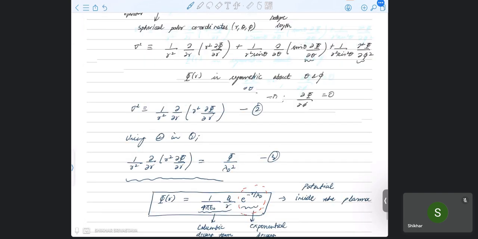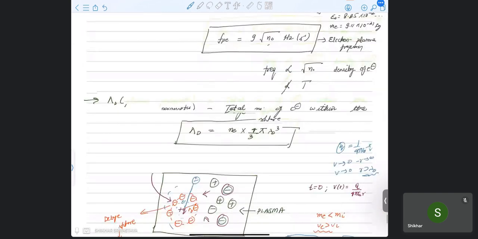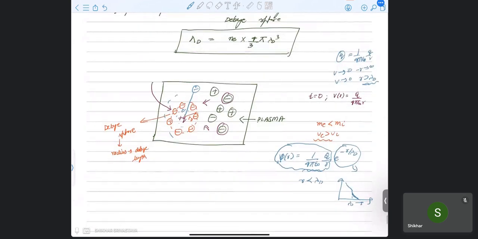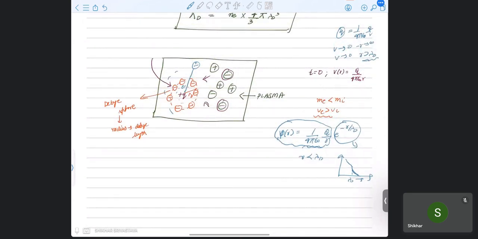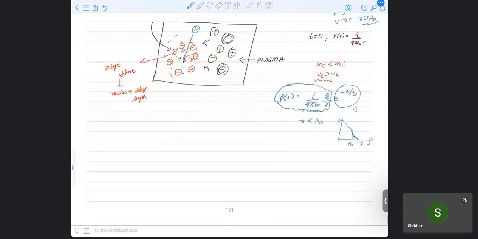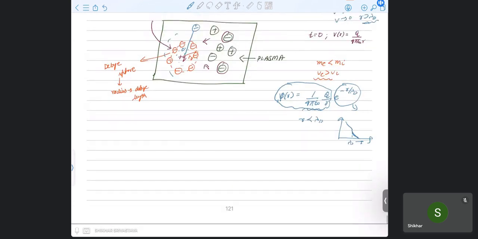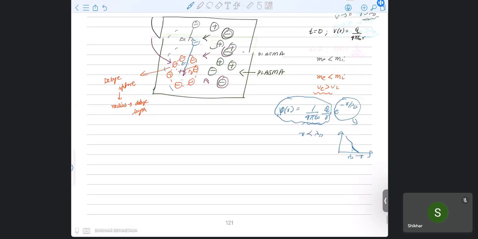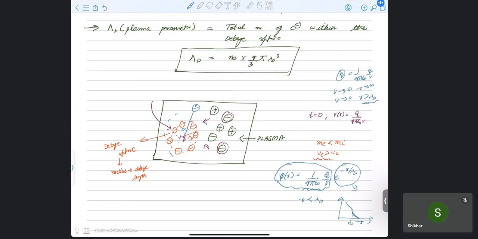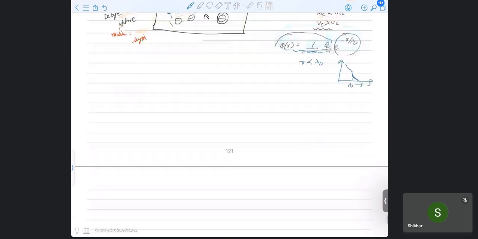Somewhat clear? Okay, so I think I will move to the next. So basically this is what it is, and this is the expression for the potential as well as the Debye length, Debye sphere.